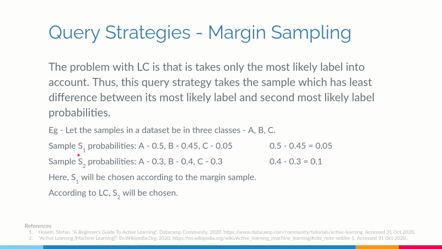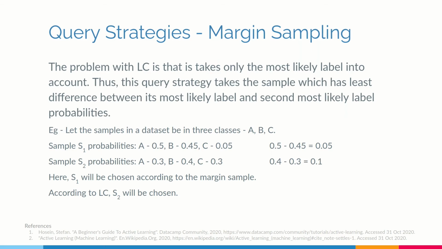Now the next one is margin sampling. In this, it looks at the difference between the most likely label and the second most likely. That is, basically the model cannot decide which one to label. So let us look at an example again. S1 has probabilities 0.5 for A, 0.45 for B, 0.05 for C. So over here, A is most likely, B is second most likely, and both are very close. So it is very hard to decide which one it actually is.